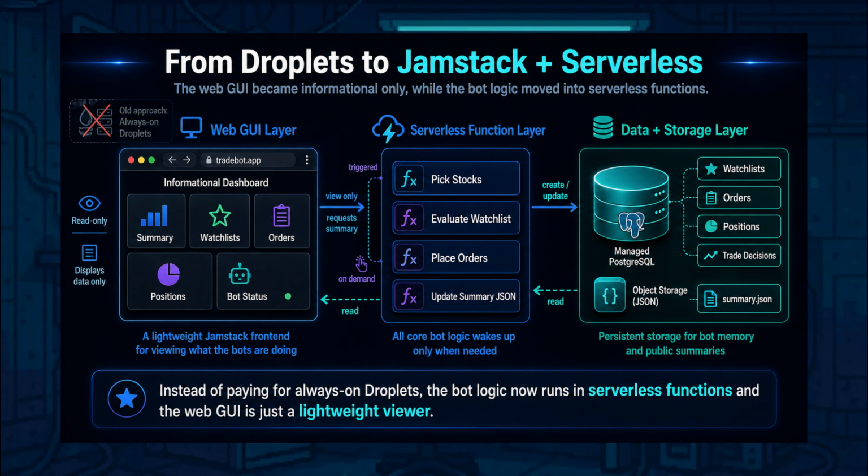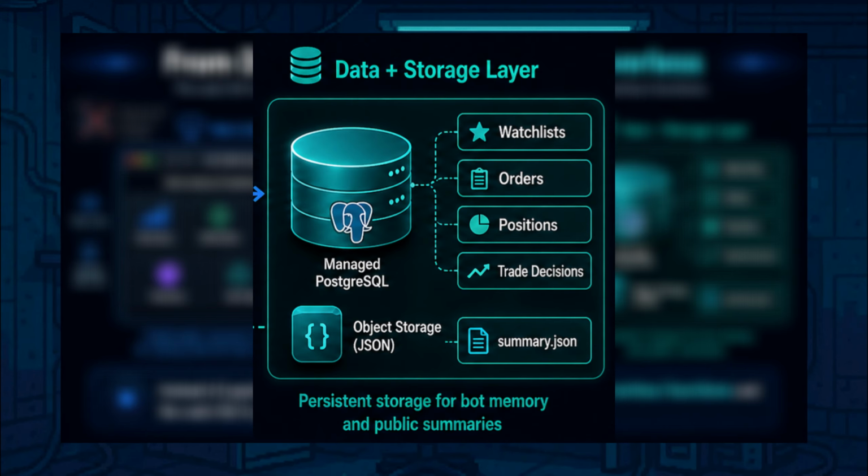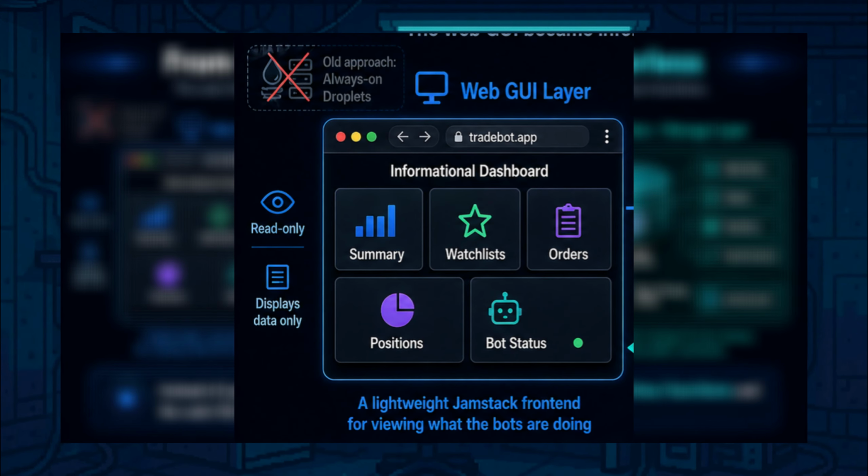The architecture is moving away from one always-on droplet and into three cleaner parts. The bot logic moves into serverless functions, so it only runs when needed. The data moves into a single managed database for watch lists, orders, positions, and decisions. And the website becomes a read-only static front end that simply displays what the bots are doing.